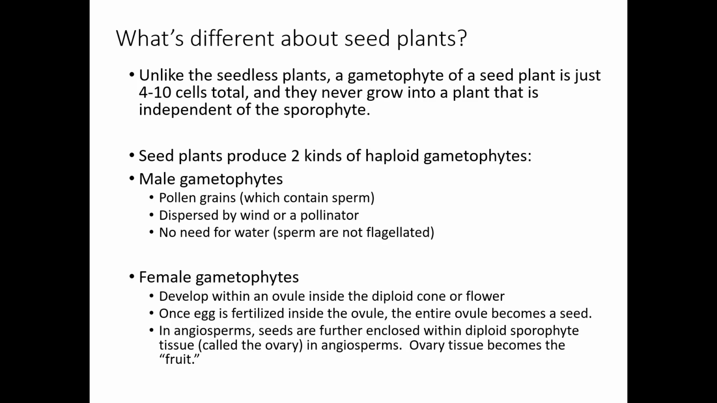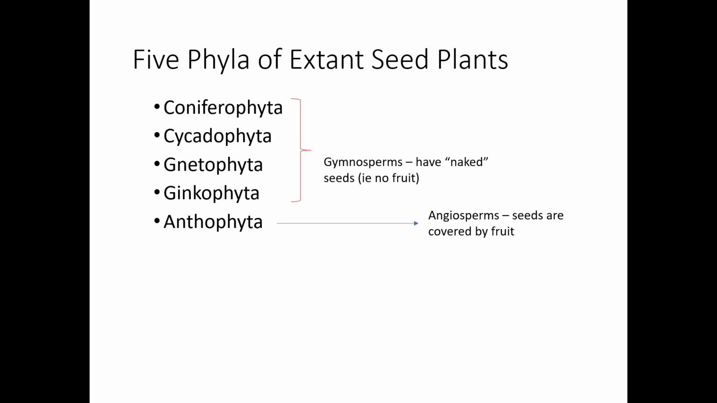So that's a very general overview. We're going to start and just look a little bit at the phyla of the seed plants. There are 4 phyla that are gymnosperms. Gymnosperms have what we call naked seeds. Now again, just because we call them naked, they're still seeds, so they still have the embryo, the endosperm, which is the food tissue, and then the seed coat. But the reason they're naked is they don't have any fruit on top of that seed or surrounding that seed.